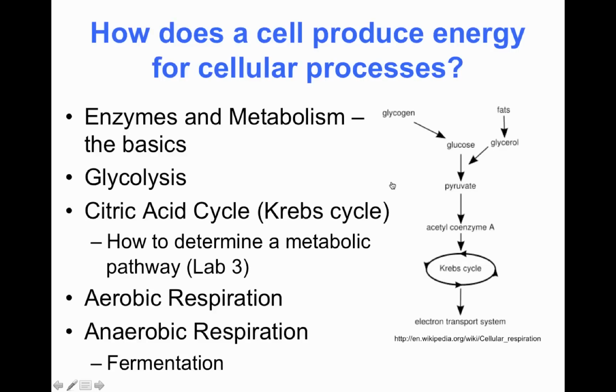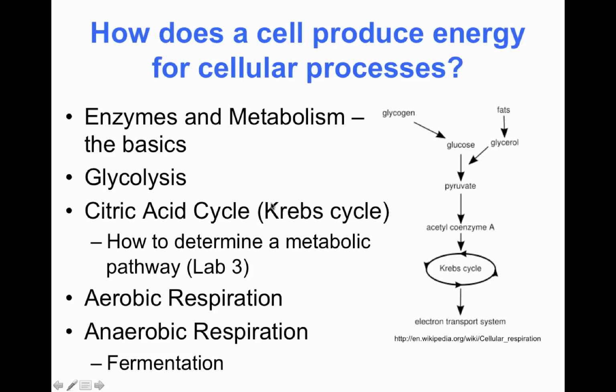Alright, let's begin to explore how the cell produces energy that it's going to use for its cellular processes. The first thing that we have to remember is the enzymes that the cell produces for its metabolic pathways. We're going to be looking at glycolysis. We're going to be looking at the citric acid cycle, also known as the Krebs cycle. And we're going to use that information for Lab 3 that will be coming up in a couple of weeks.